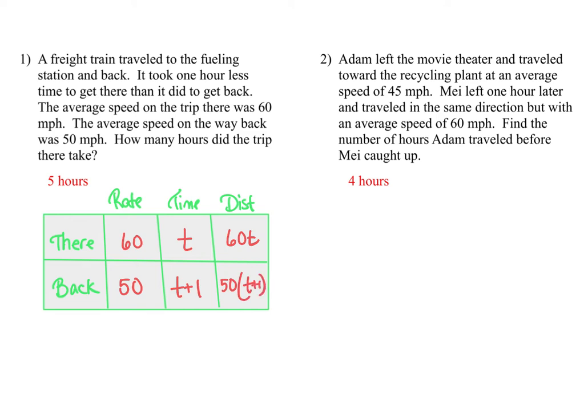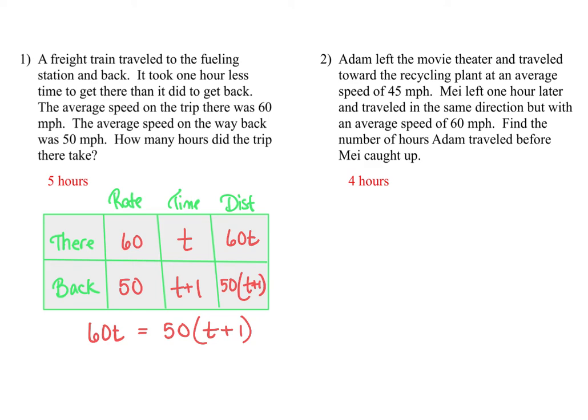Now, if I walk to Lewis and then walk back, that distance should be the same. There and back is the same distance, okay? And so I'm going to say, well, the 60t should equal the 50 times t plus 1 because he went there and came back. The distance he traveled is the same. And so I'm going to actually set it up that way. 60t equals 50 times t plus 1. And then I solve for t, right?